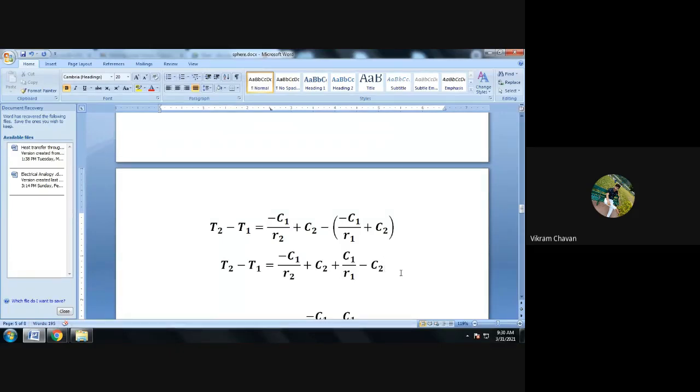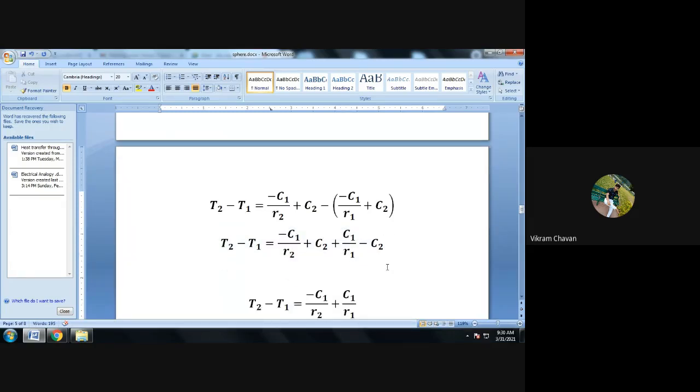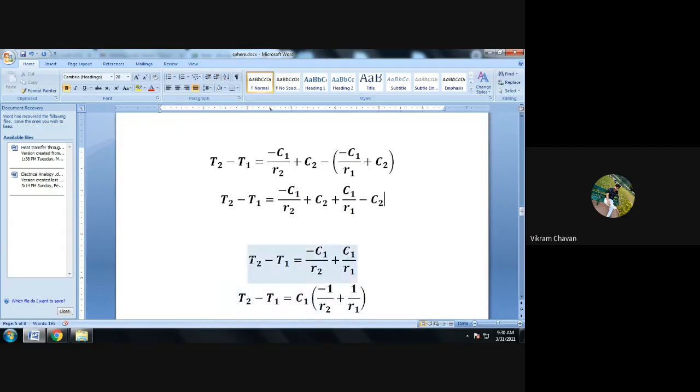T2 minus T1 is equal to minus C1 divided by R2 plus C2 plus C1 divided by R1 minus C2. So now plus C2 minus C2 will be cancelled, and we will get T2 minus T1 is equal to minus C1 divided by R2 plus C1 divided by R1. Everyone with me? Shall we move ahead?